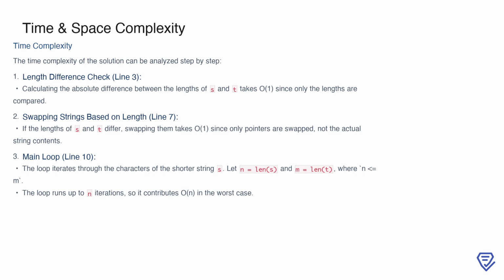The main loop then iterates through the characters of the shorter string s. If n is the length of s and m is the length of t, the loop runs for up to n iterations, making its contribution O(n) in the worst case. This step forms the backbone of the overall time complexity.